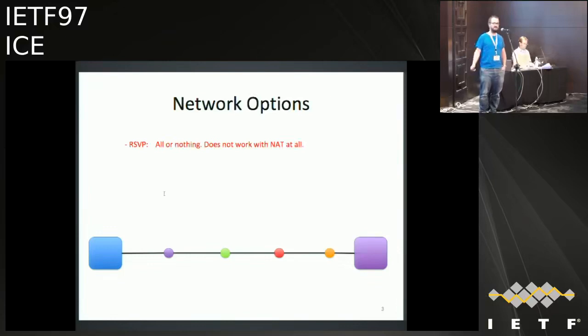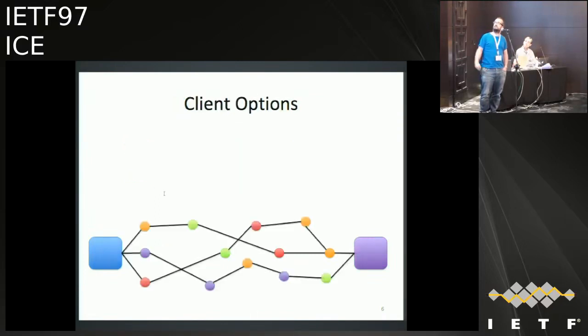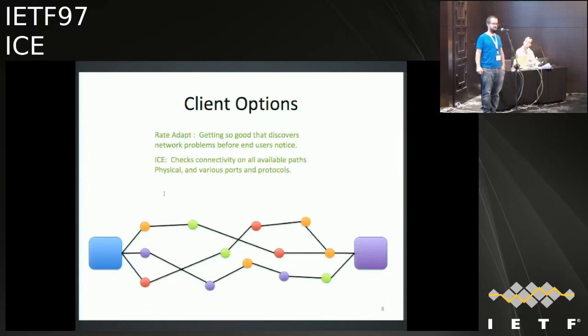We're not sure whether the network would mark UDP packets right. And DSCP seems to have its own set of issues, but at least in the confined realms of the network where it's supposed to work, it actually seems to work. So that's a good thing. If you look at the client options, you could rate adapt, which most clients hopefully do. And we have ICE, where you can check the connectivity of all available paths, like all the physical ones and various ports and protocols. We recently had some issues by choosing the wrong port for sending media, more explicitly the traceroute port 3343, which seems to be heavily rate limited in some ISPs and not others. So it took a while before we managed to figure out it was actually that port that caused us problems.